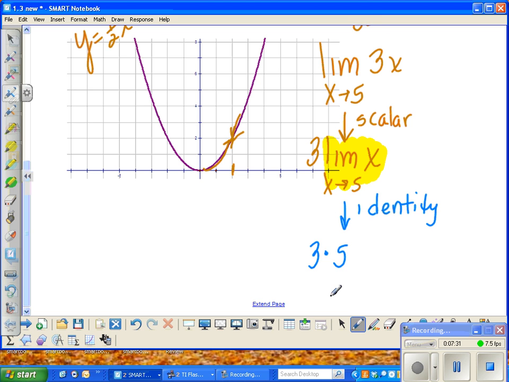So this is how you're going to be doing the homework. I give you a problem. The first thing you're going to do is bring the 3 out by scalar. Then you've got limit of x. Which one is this? That's the identity. That says the limit of x as x approaches 5 is 5. So the answer is 15.